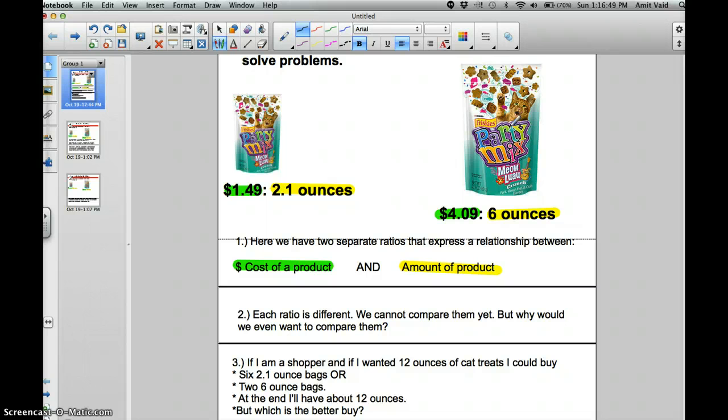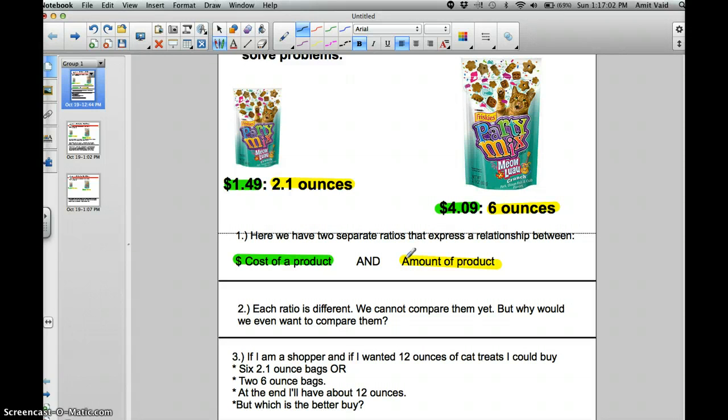You're going to get 12 ounces at the end, but are you going to pay more buying 6 of these, or are you going to pay more buying 2 of these? That's why we want to compare. That's the answer to this question. Why would we want to compare them? We want to compare the prices and the amount we're getting because we need to make decisions.